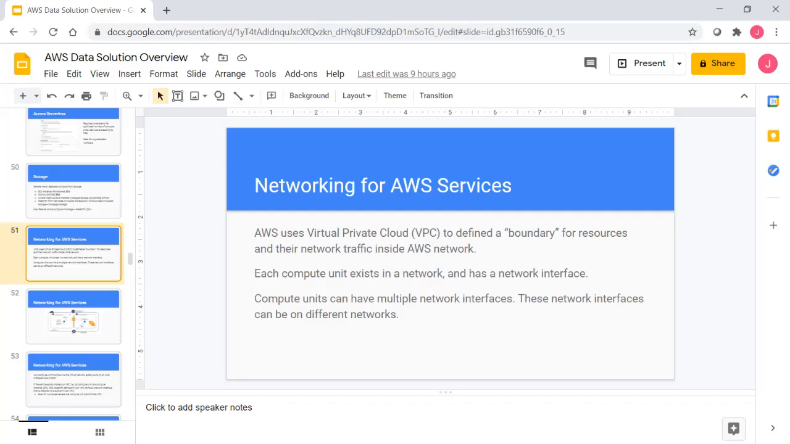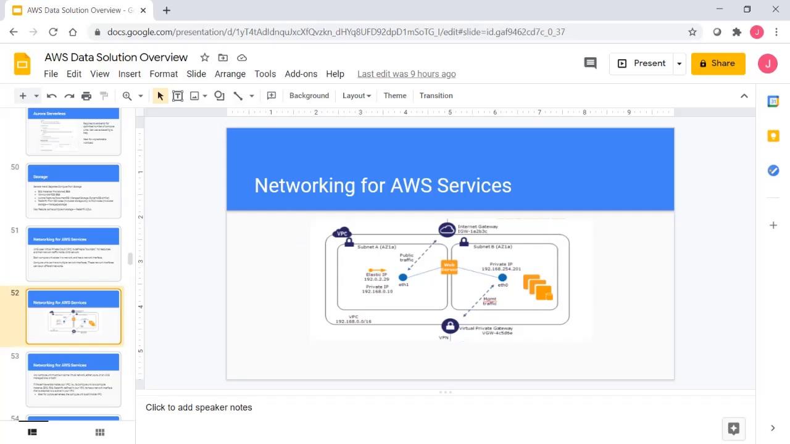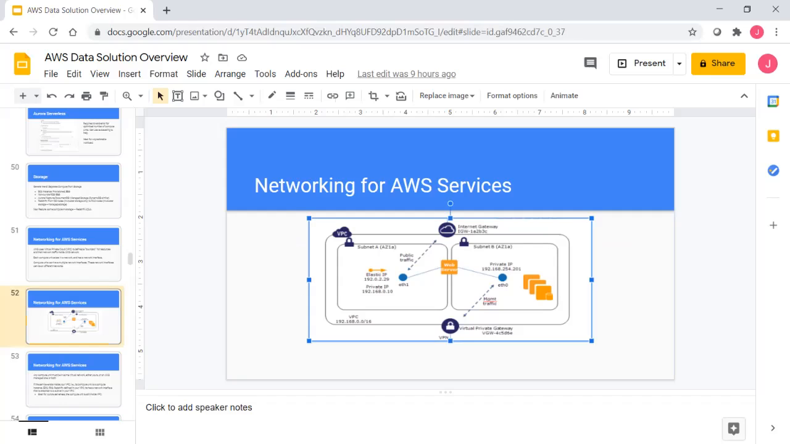And each compute unit can have multiple network interfaces. These network interfaces can be on different networks. For example, the web server in the middle of this chart has two network interfaces, shown as the blue dots.